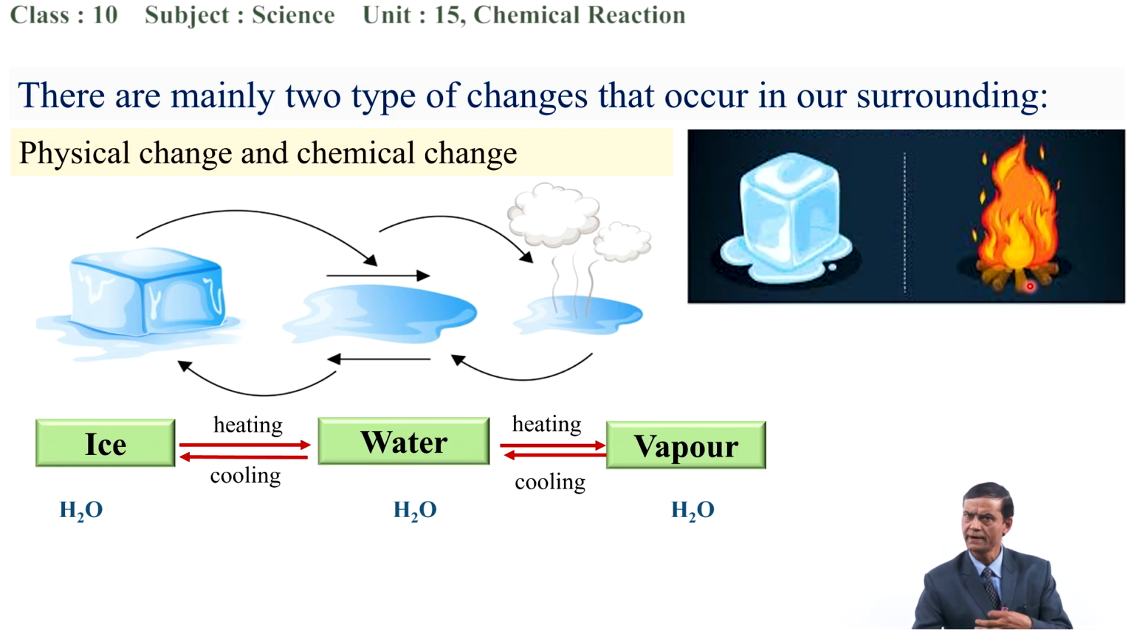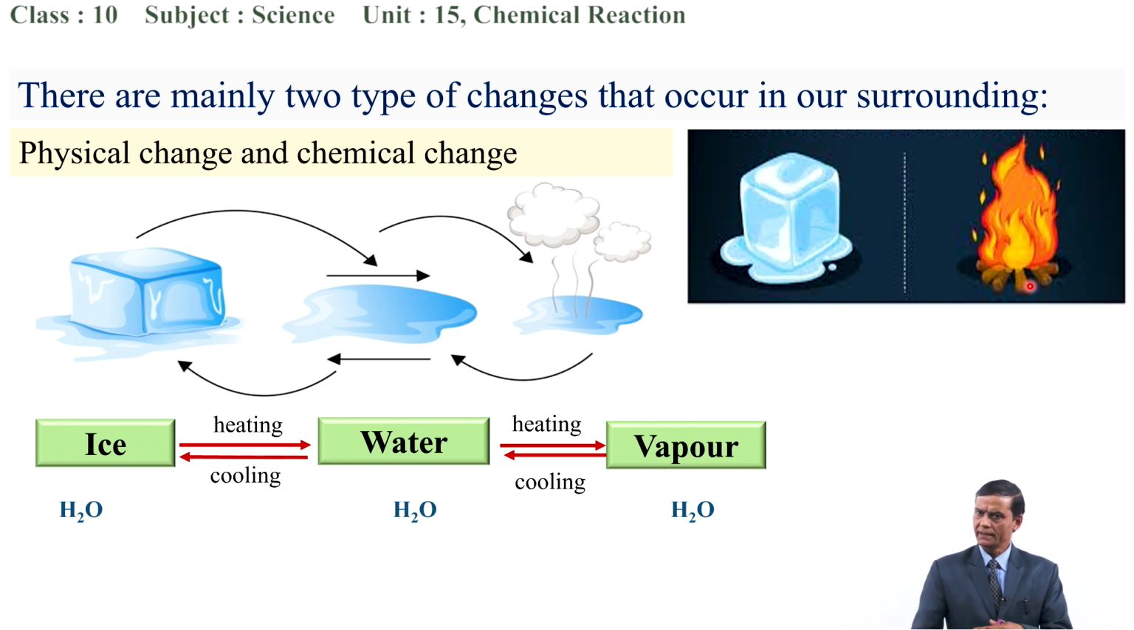Here is burning of firewood. Firewood burns to change into smoke, charcoal, ash, isn't it? And together with that change, we can get heat and light also, isn't it? It can release energy also. So this type of change is chemical change.